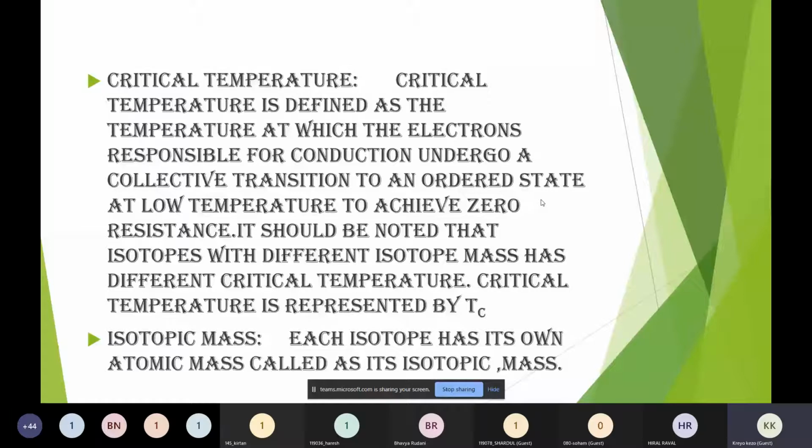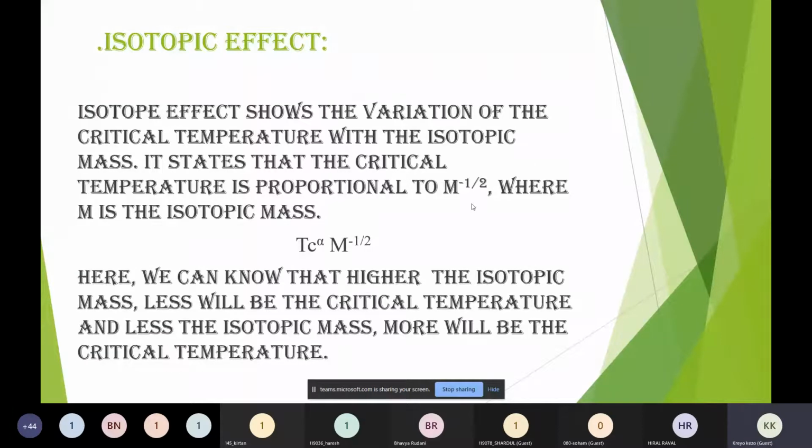Now coming to the isotopic effect. Isotopic effect is used to show the variation of the critical temperature with the isotopic mass of the ions of the superconductor. We find that the critical temperature is proportional to m to the power minus 1 by 2, where m is the isotopic mass. Here Tc is the representation of the critical temperature, and m is the isotopic mass. From the definition, we come to know that higher the isotopic mass, less will be the critical temperature, and less the isotopic mass, more will be the critical temperature.